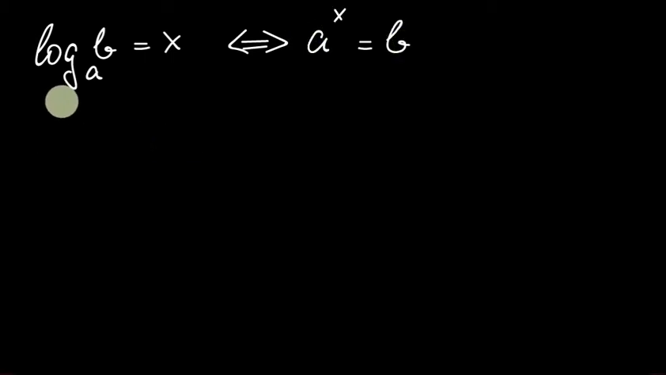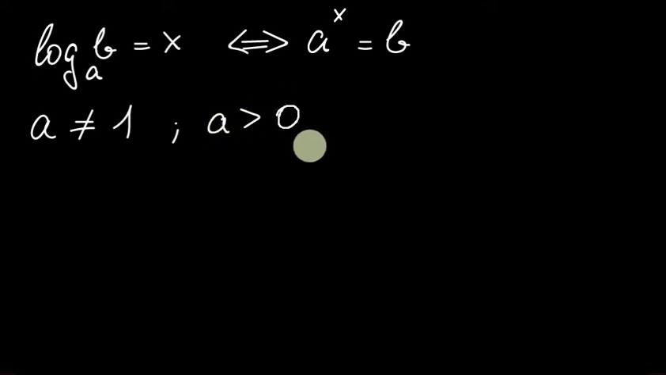Also, it's very important to know that a can't be equal to 1 and a must be more than 0 and b must be more than 0.